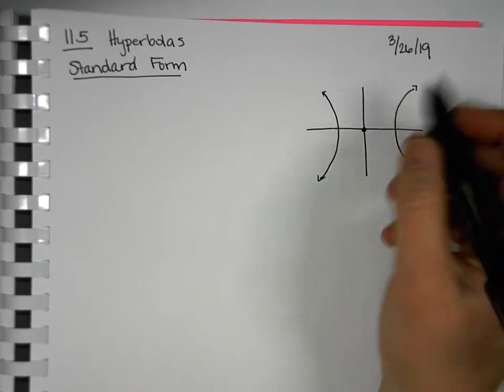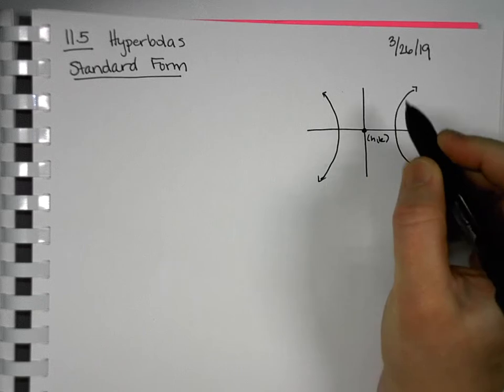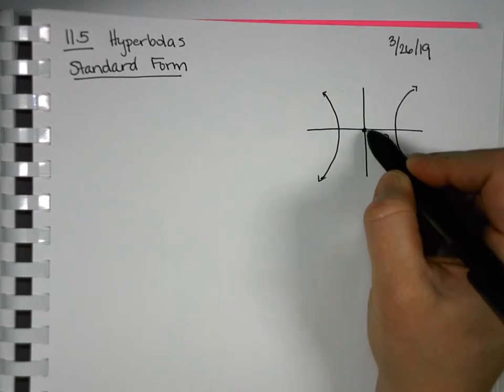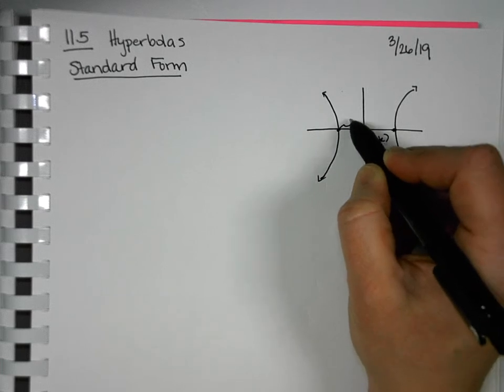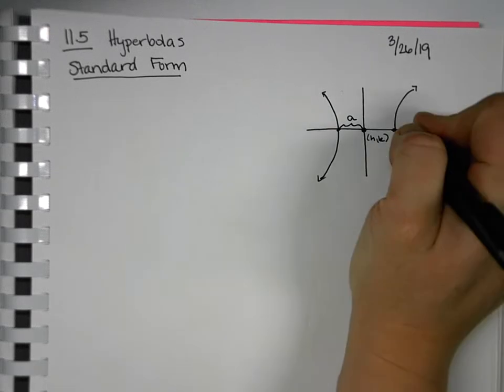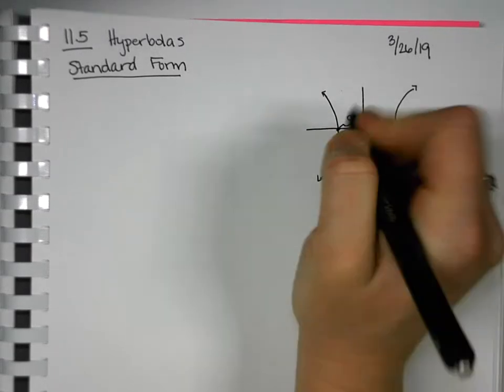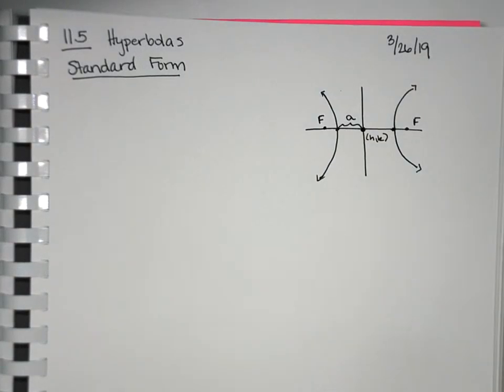In a hyperbola, we have our center, which is still (h, k). We call the distance between the center and the vertices a. And you also will have two foci. And just like in the parabola, they're going to be on the inside of your curves.